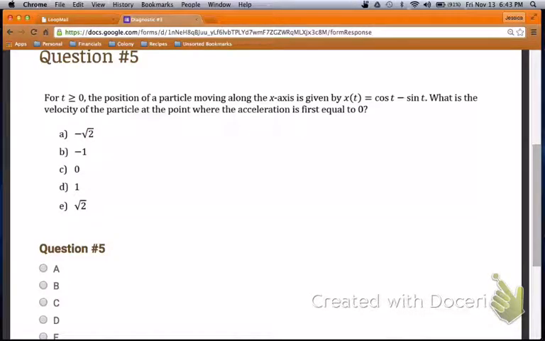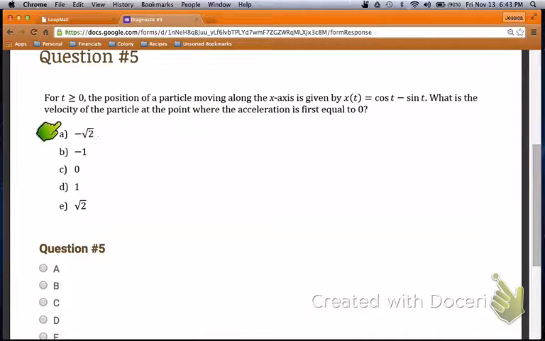Question number 5. For t greater than 0, the position of a particle moving along the x-axis is given by this equation. So this is the position function, which remember, if you can think back to particle motion, position is like the original function, velocity is the derivative, so the first derivative, and acceleration is the derivative of that, which is the second derivative. It says, what is the velocity of the particle?